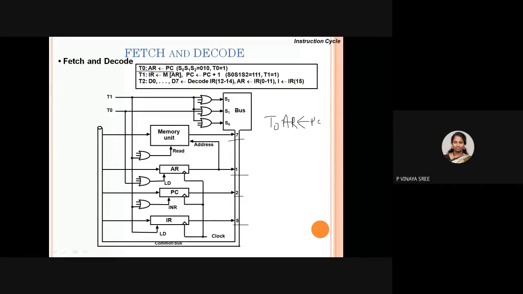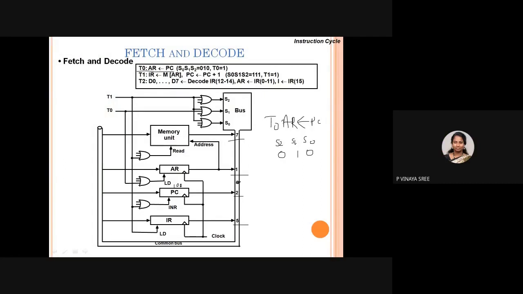So for that, first of all, let us consider the program counter is loaded with an address called 100. This address, whatever is present in the program counter, must be placed in the common bus structure. We can place it in the common bus structure when we have the selection lines 2, which is S2 0, S1 1, S0 0. So 010. When we have 010, you can place whatever address we have in the program counter in the common bus.